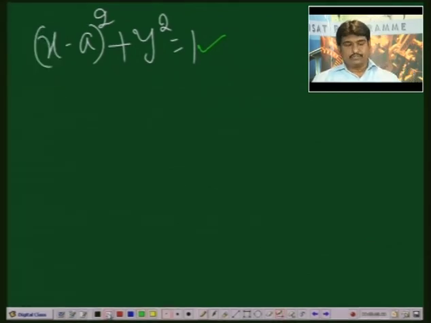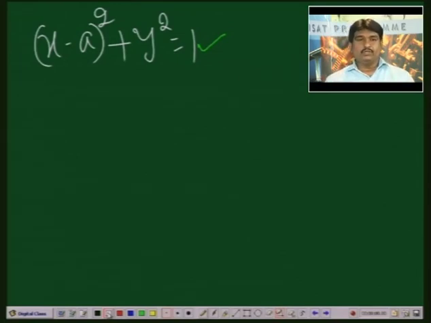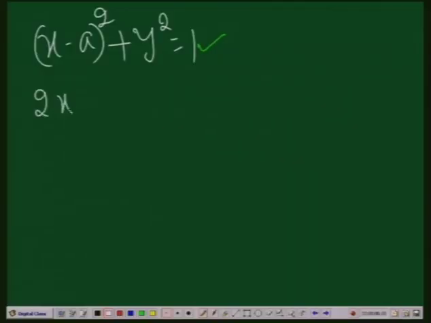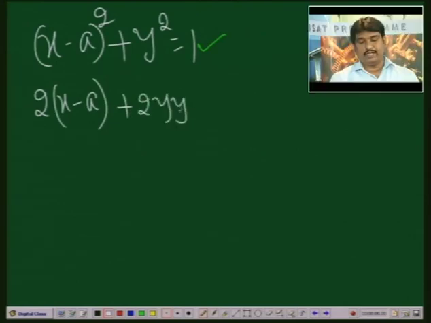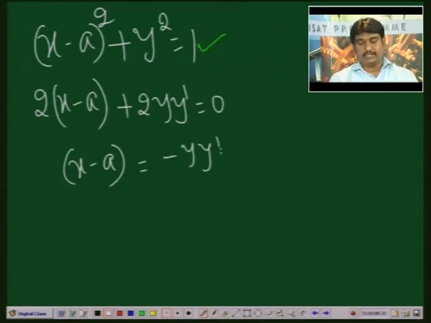How to form a differential equation? It's a relationship between x and y given with one arbitrary constant a. You have to eliminate that constant to get the differential equation. We have to eliminate a. You differentiate this with respect to x, we get 2 into x minus a plus derivative of y square is 2 into y y dash equals to 0. I have not eliminated a yet. So simplify this, divide by 2 and take second term to RHS. I'll get x minus a as minus y into y dash.